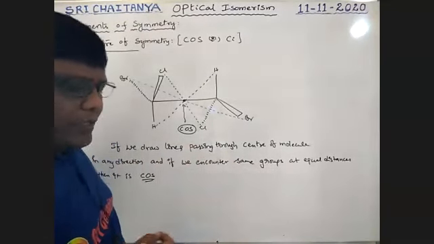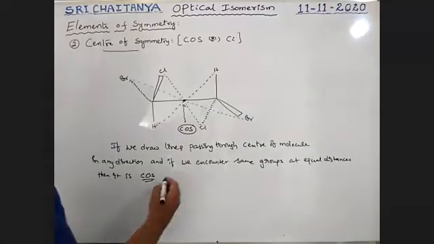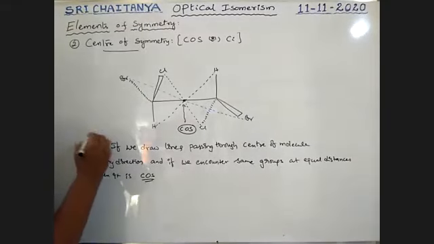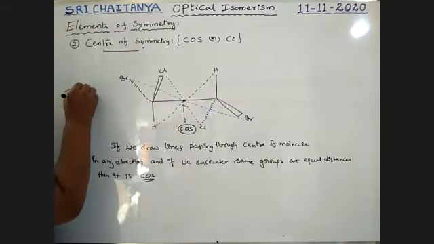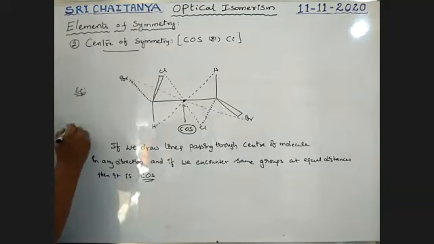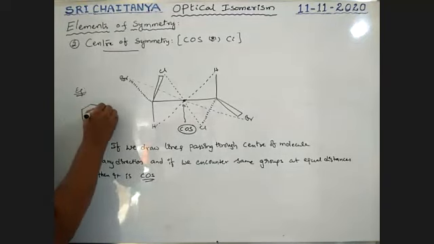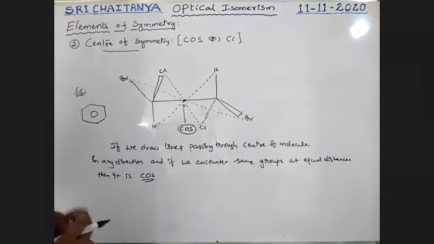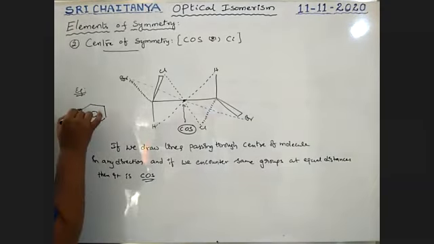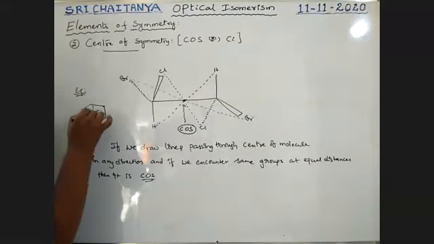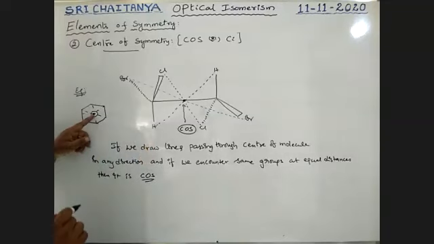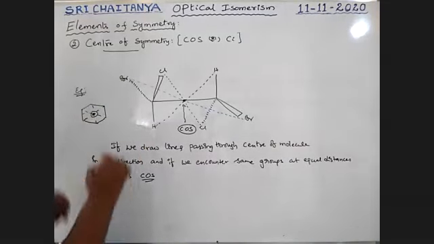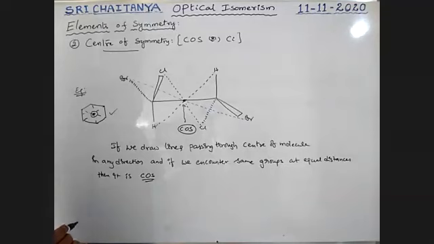Okay, let us take some examples. See here. Examples. What about benzene? Does this molecule have a center of symmetry? See here, I'm drawing this point here. So this is the point where it has the center of symmetry. Therefore, benzene has a center of symmetry.